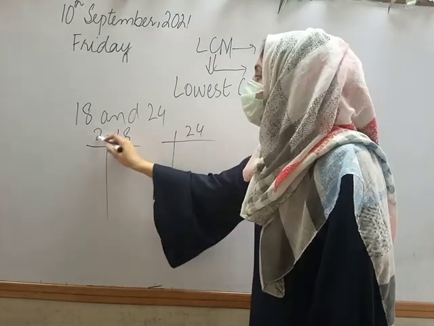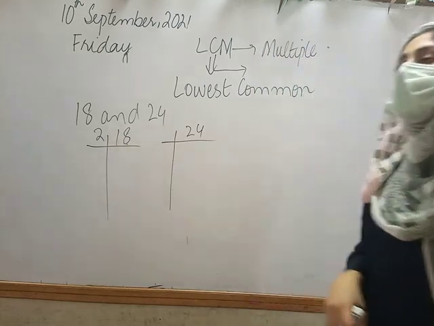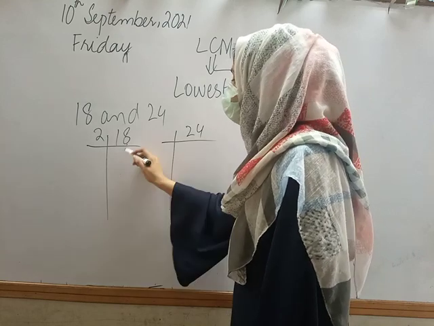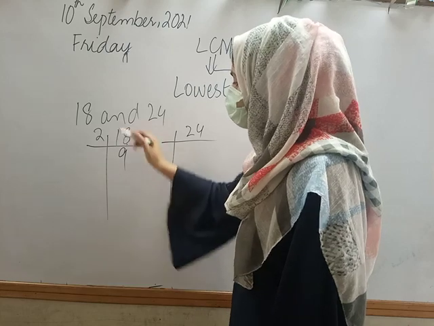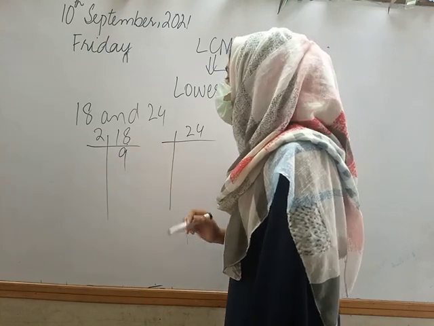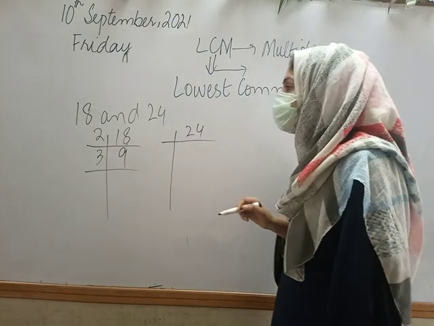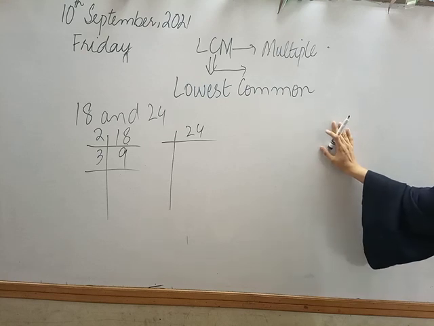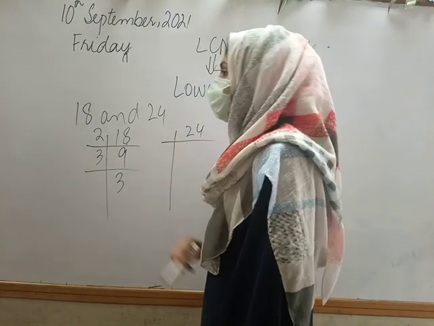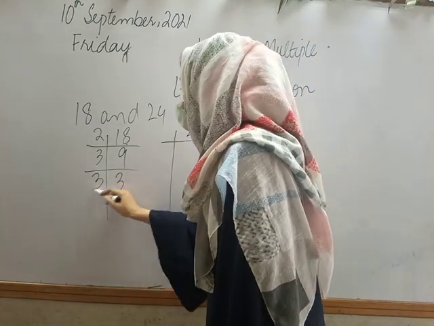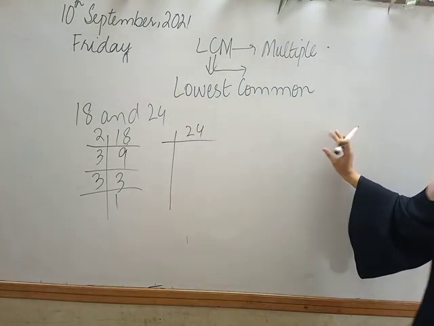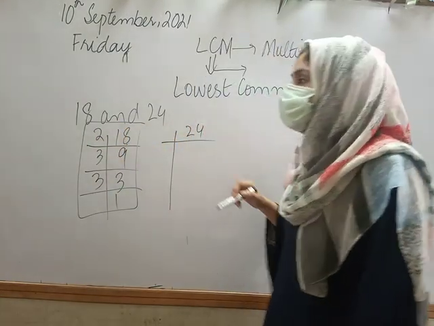8 is at the unit place, so we will start from 2. By how many times will I multiply 2 to get 18? Very good. 2 9s are 18. Now, is 9 a multiple of 2? No. So we will shift to the next number, which is 3. By how many times will I multiply 3 to get 9? Very good. 3 times 3 is 9. Next, as you know, 3 1s are 3. Fine? So this is the prime factorization of number 18.